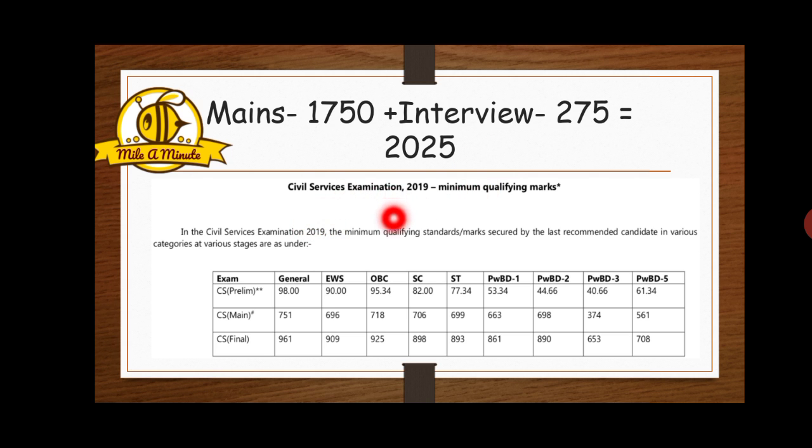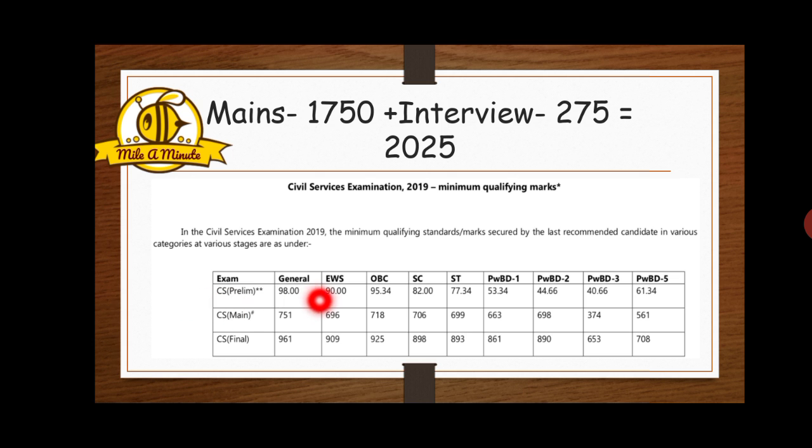So let me say the cutoff which has been there for civil service exam 2019. 2019 for prelims, general category 98. Say 98 means out of 200, you need to secure at least 98 to clear the prelims stage. So 98 means I am saying for prelims paper 1. Paper 2, if you have secured 33% or more, then you are considered pass. So it is not counted in this cutoff, right? So you need to secure in prelims paper 1 98 or more to clear the prelim stage. So you have cleared.